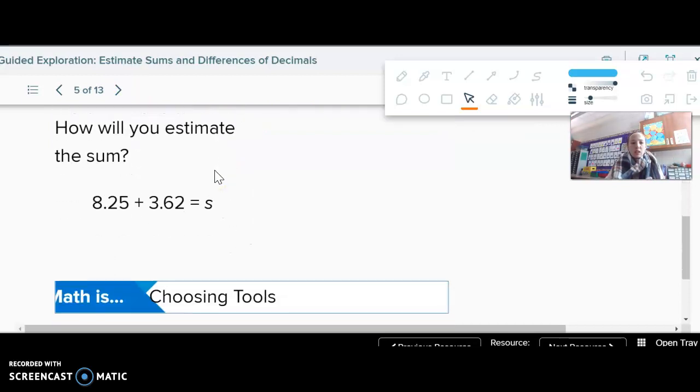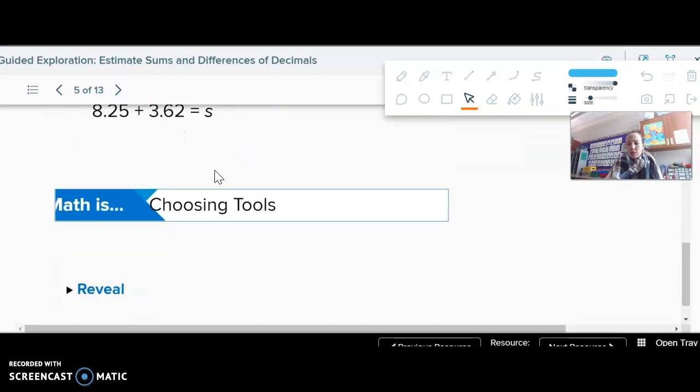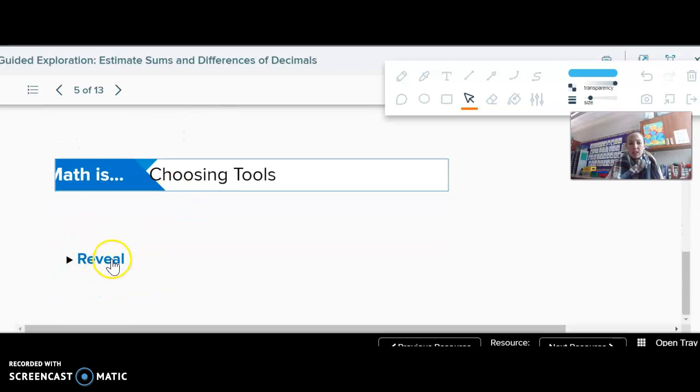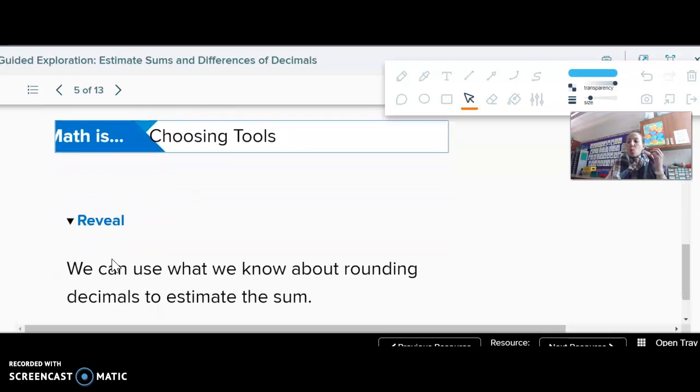So how would I estimate the sum? Well, in order to estimate, we can round decimals. Okay, so we can round decimals. In this case, we're going to round to the nearest whole number, because we just want to know about how much it is. So if we round to the nearest whole number, that will tell us.